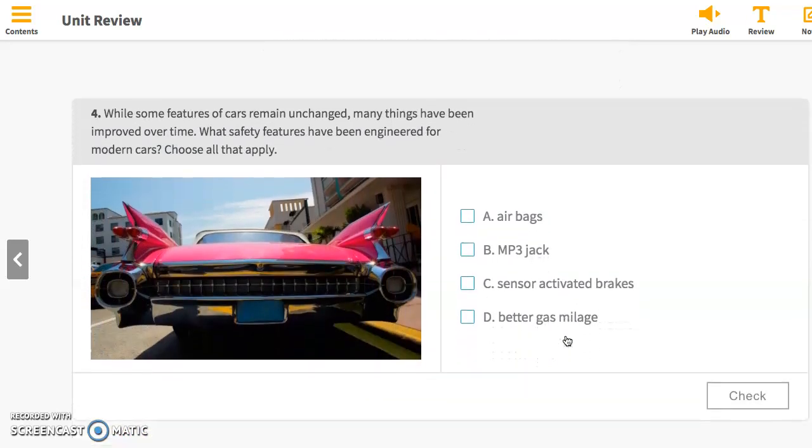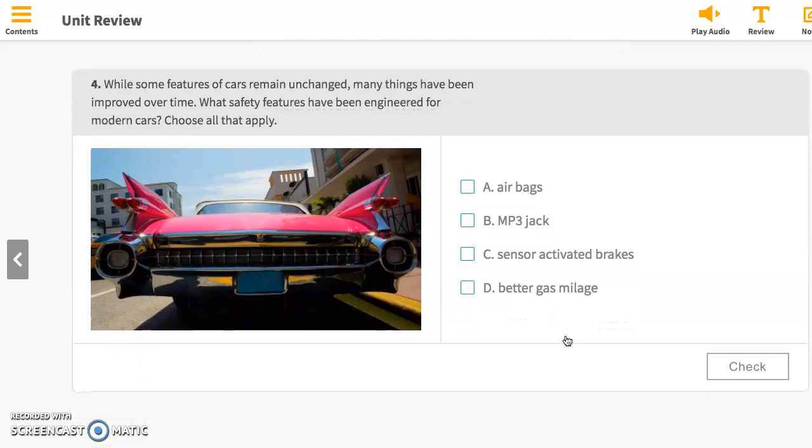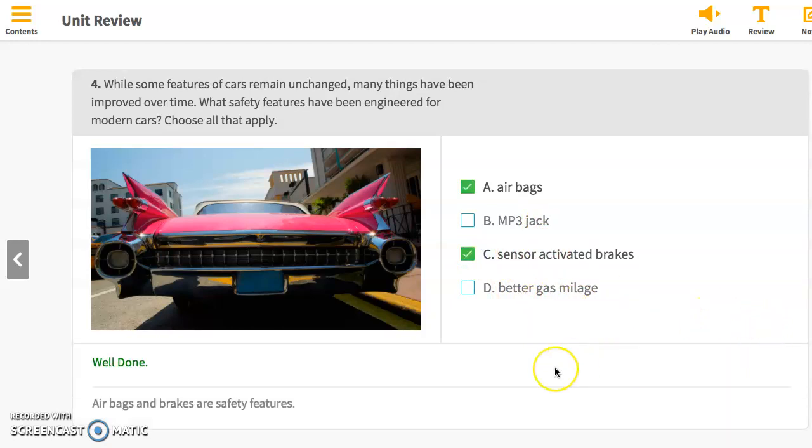While some of the features of cars remain unchanged, many things have improved over time. What safety features have been engineered? We got airbags. MP3 jack is not a safety feature. Sensor activated brakes, yes. Gas mileage is not a safety feature.